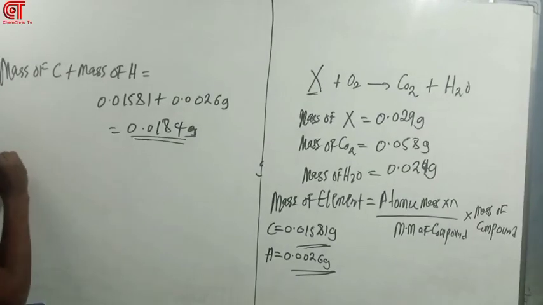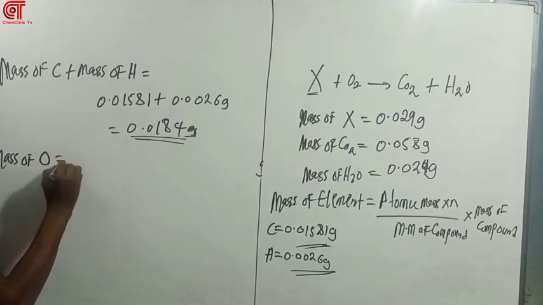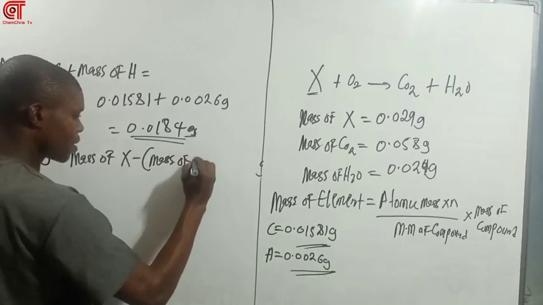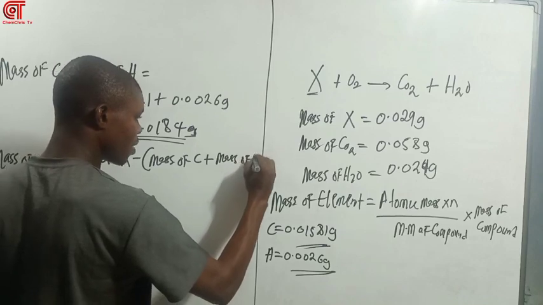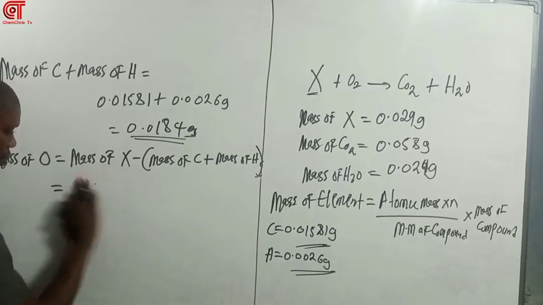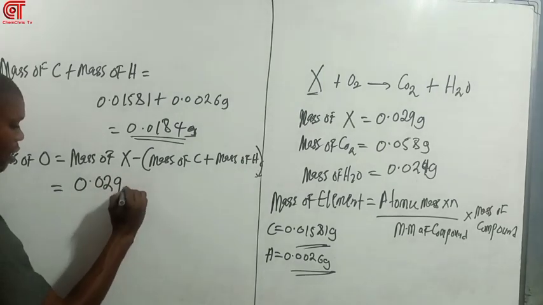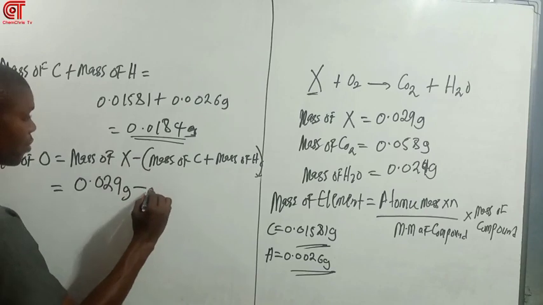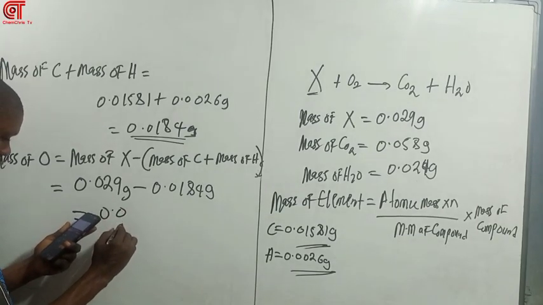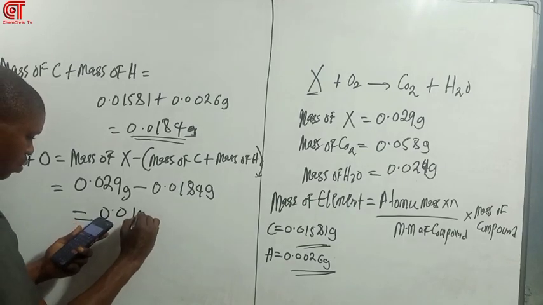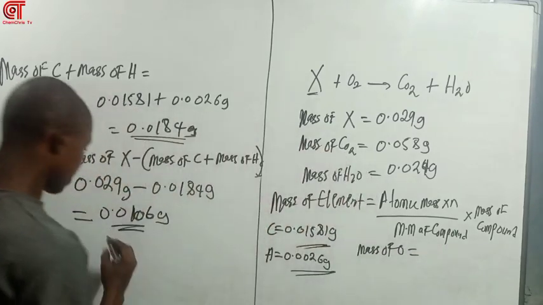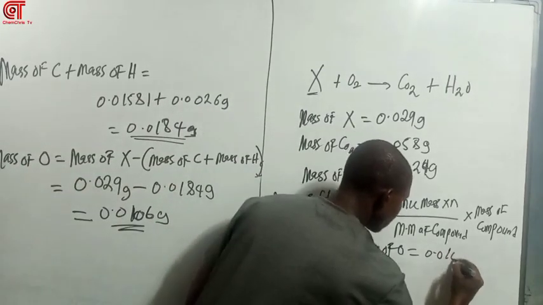Do you get that? So you can say mass of oxygen equals the mass of X, which is the organic compound, minus the mass of carbon plus mass of hydrogen. The mass of X is 0.029 gram, minus 0.0184 gram, which gives 0.0106 gram of oxygen.